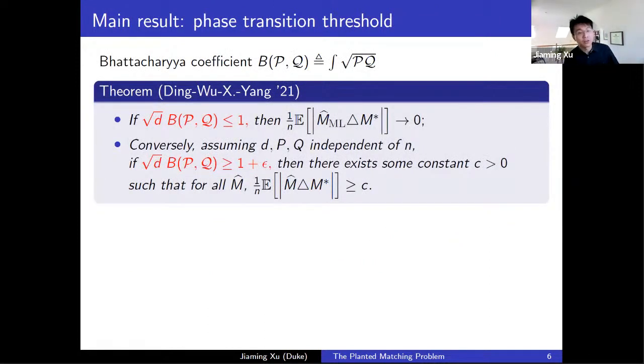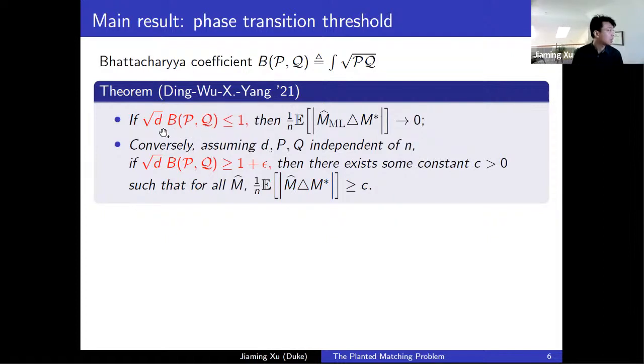Now here is our first main result. We identify a sharp phase transition threshold in this problem, and the threshold is determined by the so-called Bhattacharyya coefficient. This Bhattacharyya coefficient measures the similarity between distributions P and Q. Remember, P and Q are the distributions for the edge weight. If P and Q are the same, for example, then the Bhattacharyya coefficient is equal to 1, because it just becomes the integral of the distribution, so you get 1. On the other hand, if P and Q are completely mutually singular, then the Bhattacharyya coefficient will become 0.